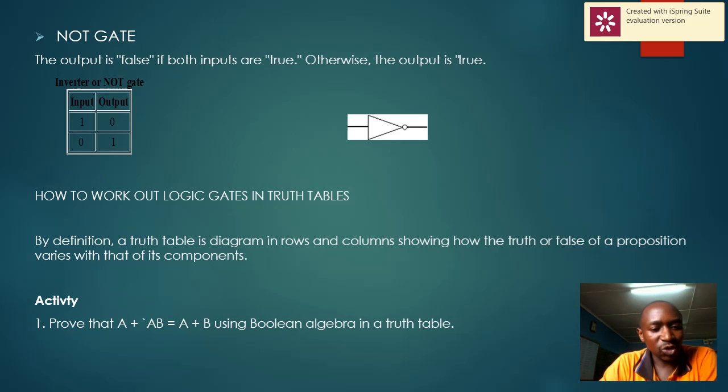Now, if you go back to a mathematical concept, you know that in an expression, when you are given, let's say xy, it simply means that you have to multiply. So we are given here A plus not A B, meaning there is a multiplication which has to be done. So the question here, we are told, can you prove that A plus NOT gate A B is the same as A plus B using Boolean algebra in a truth table?